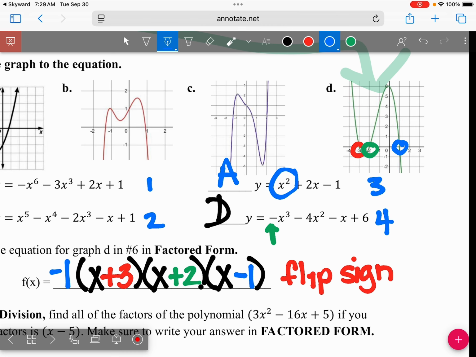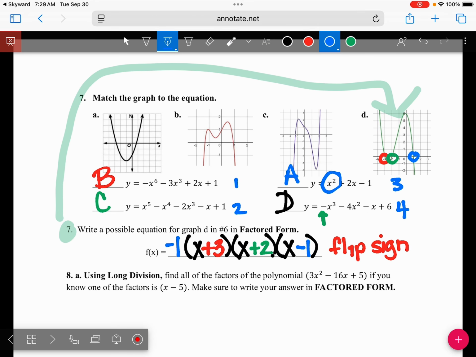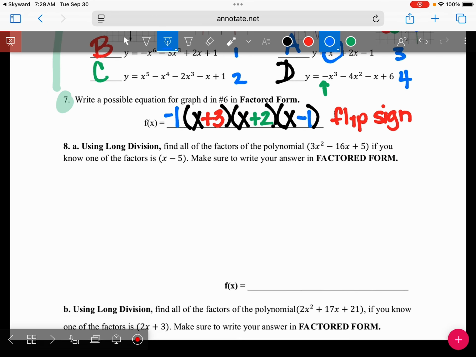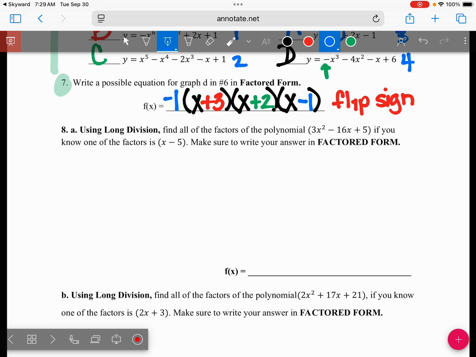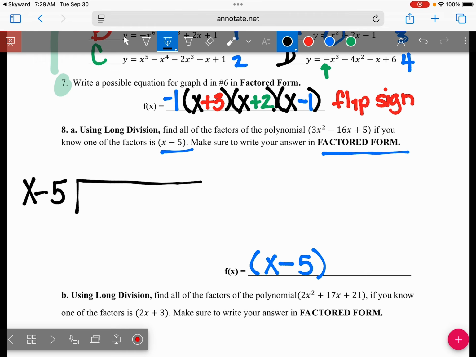All right. Now let's look at 8. Long division. I have the steps still up here. So let's set it up. First of all, it says write it in factor form. So I already know one of my factors is x minus 5. And now we're going to do long division to find the second factor. So x minus 5 divided into 3x squared minus 16x plus 5.